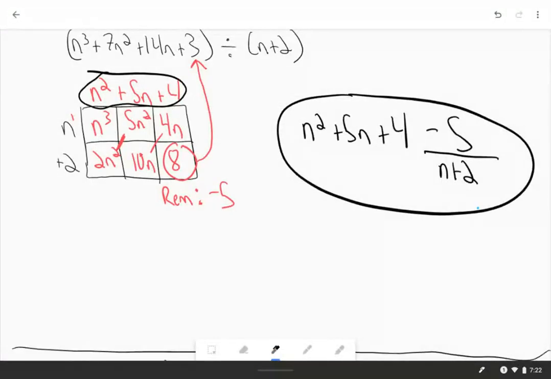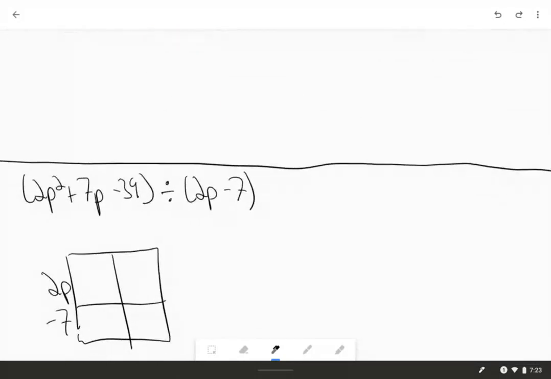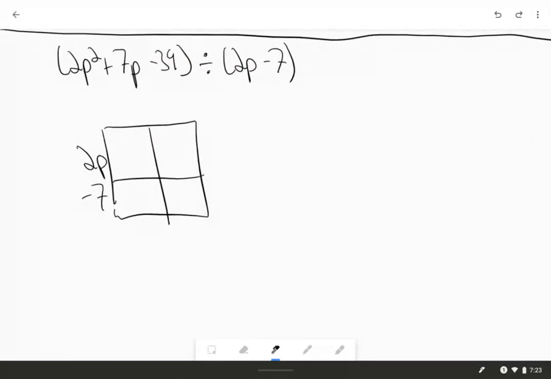So n squared plus 5n plus 4 minus 5 over n plus 2, so that we write the remainder again as a fraction, as an extra term that we've added on to our answer, where our remainder is the numerator, and then our original denominator, in this case, n plus 2, is the denominator. Okay, so that's it for number 1. Let's move ahead to number 2.